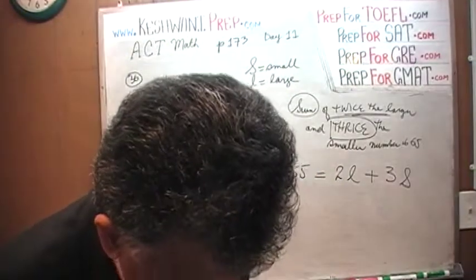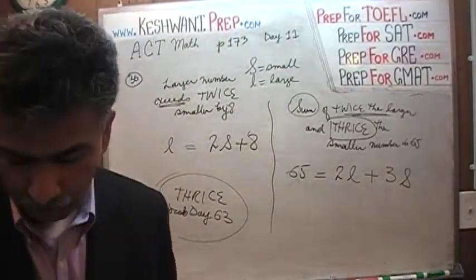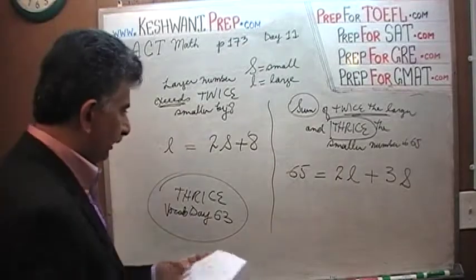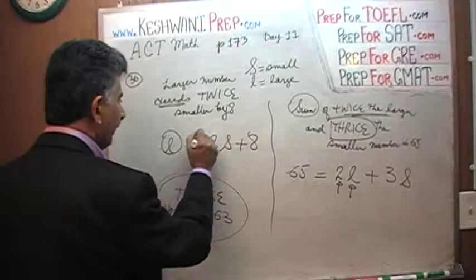What do we have to do next? Well, somehow we have to combine the 2 equations, which is not a big deal. Here we see 2 times L, and we know L equals this part right here.